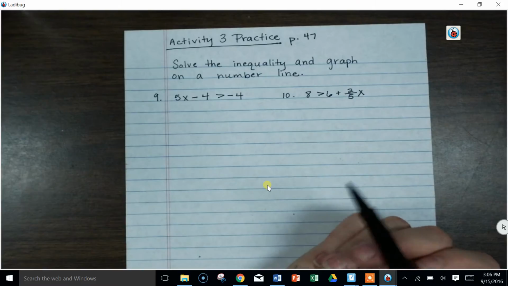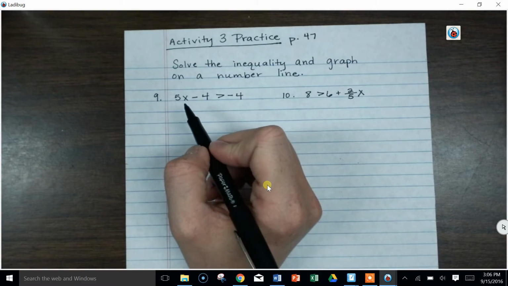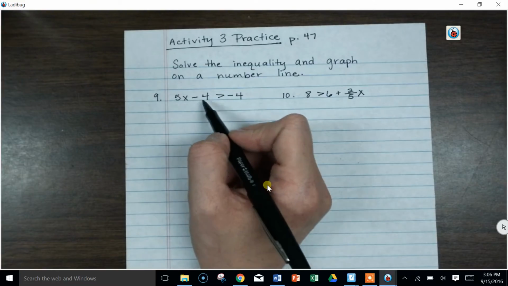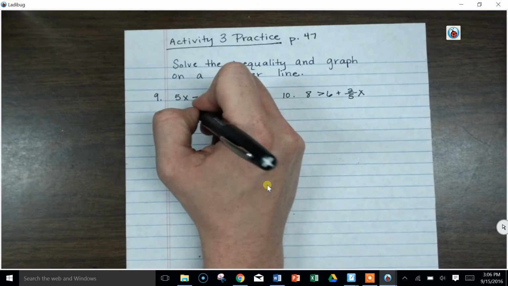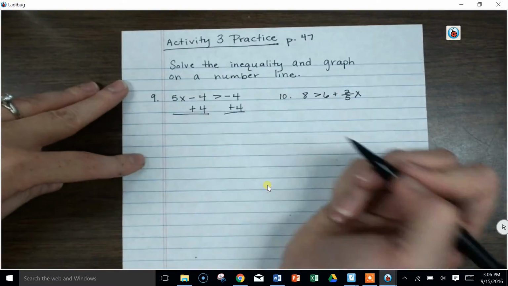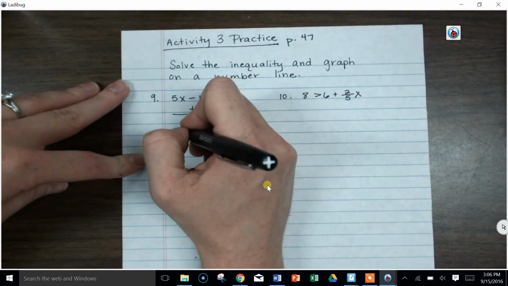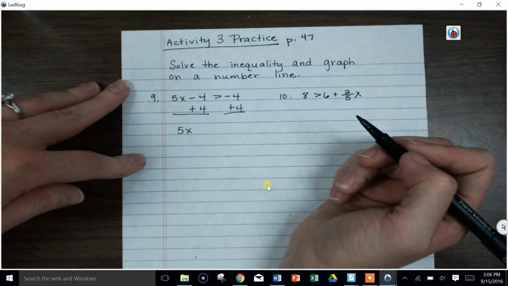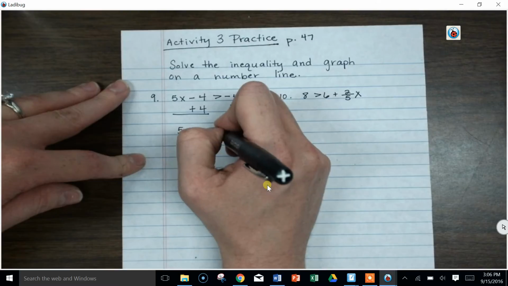It's the only variable I have, so I'm going to try to get rid of the number that's being added or subtracted to it first. And I'm subtracting 4 from it, so I'm going to do the opposite and add 4 to both sides. Combine like terms, I'm going to bring down the 5x. Negative 4 plus 4 is 0, so I don't need to write that. Bring down the inequality symbol.